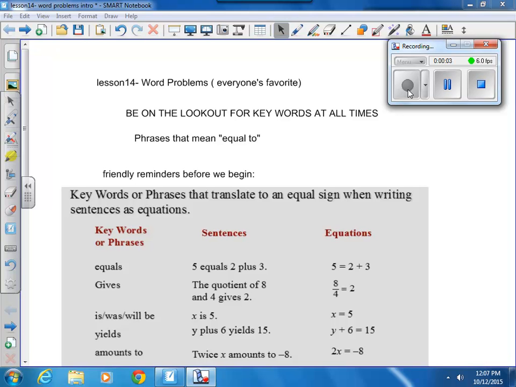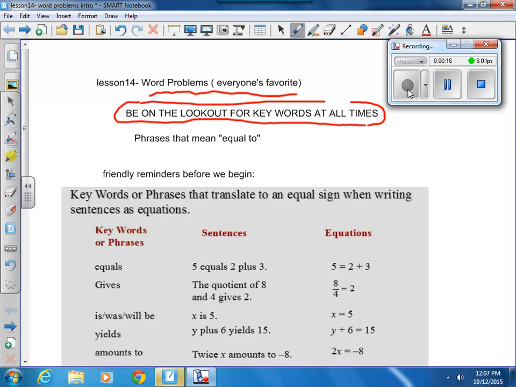Okay, the moment you've been waiting for, word problems. Haha, I know how people feel about word problems. So, let's begin our training on how to deal with word problems. You always want to be on the lookout for keywords at all times.